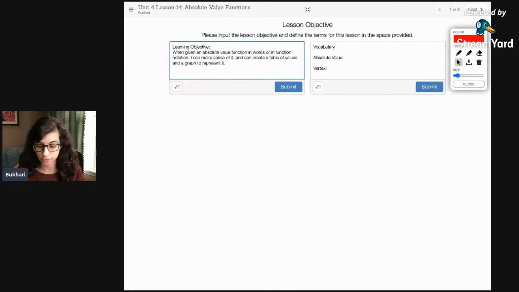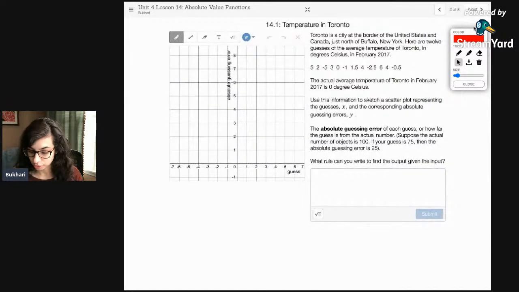Our learning objective today is: when given an absolute value function in words or using function notation, I can make sense of it and create a table of values and a graph to represent it. So we're really pulling together things that we've been doing over the past couple of weeks. The first activity introduces what it means to have an absolute value function.